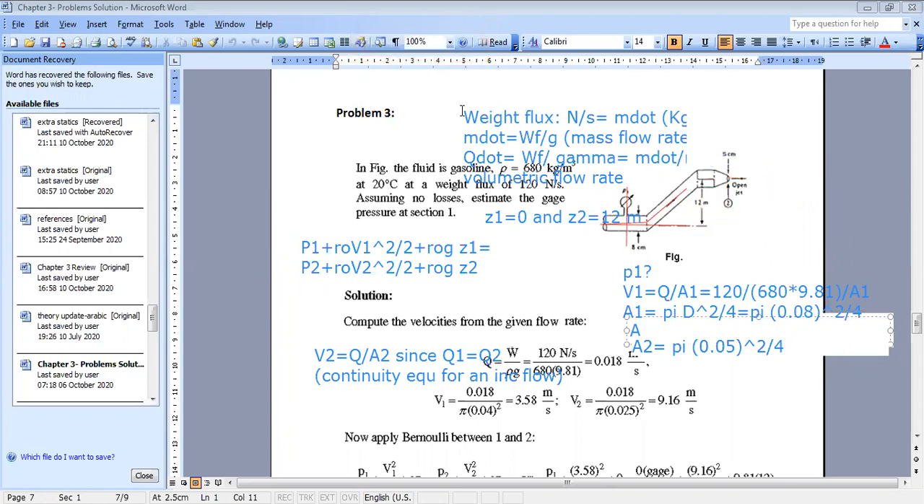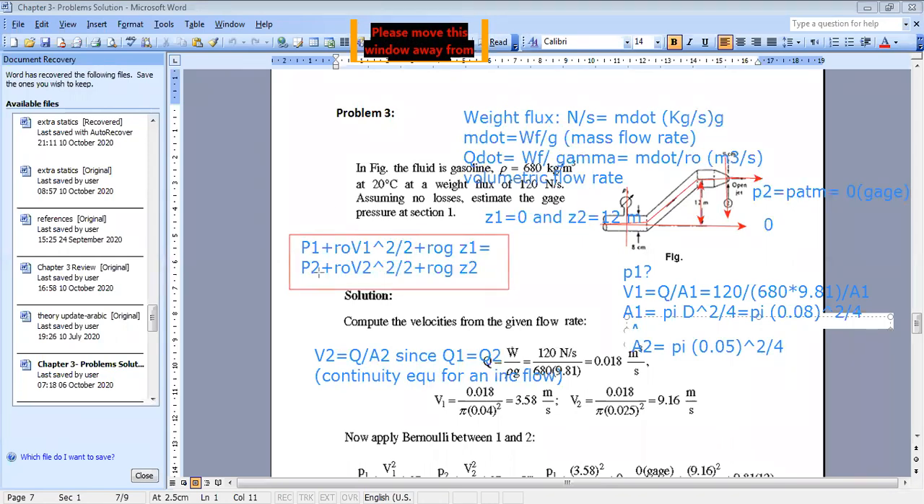Yes, may you repeat just the last thing you did? The continuity, you mean? Yeah, the thing after continuity. Okay. The thing after continuity is to replace in Bernoulli. When you replace in Bernoulli equation, you know all your terms except P1. We replaced V1 by its value, Z1 by 0, Z2 by 12. Now, V2 and V1 are calculated from the flux because you do Q over A. So since P2 is 0 gauge, when you replace in this equation, you will get P1 in gauge pressure.